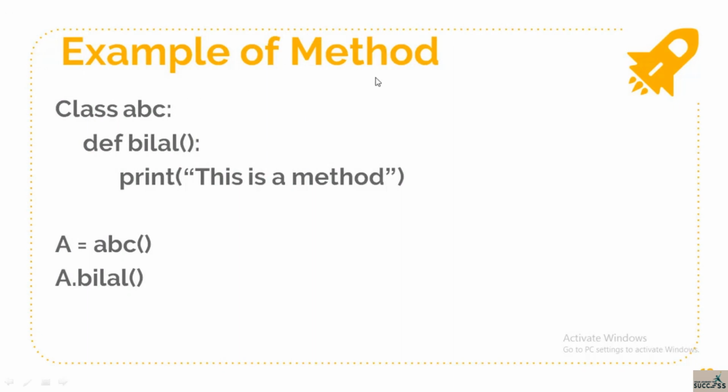So this is an example of a Python method in which we have a class ABC, and then inside this class we have a function named Bilal, and it is printing out something on the console screen. And now in order to call this function Bilal, which is actually inside the class ABC, we need to create its instance, and then we will bind this method with this instance A, and then we can call this method. So you can see that this function, which is actually a method because it is inside the class, is associated with an object.